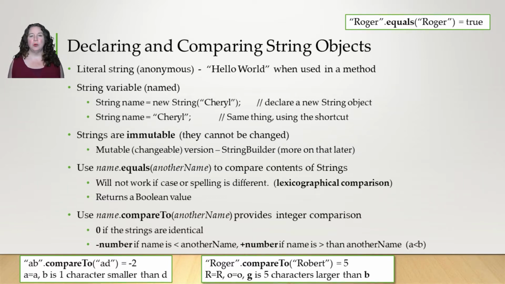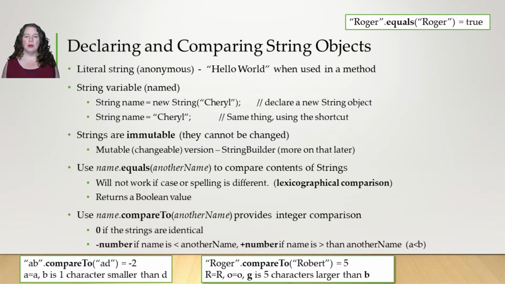A string variable is declared either with new string, or with the shortcut, which is just setting it equal to a specific string. Most people don't think of a string as an object, so they don't tend to use new, which just declares a new string object, the same way you would a new student or a new employee. You could do a new string. Same kind of thing. It's a class object. You could use it that way.